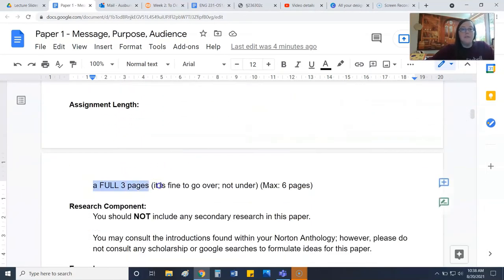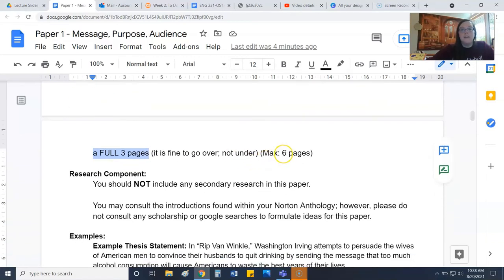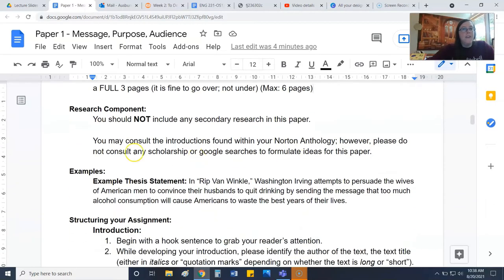I'm asking for a full 3 pages. You can definitely go over. Anything less than 3 pages will get some points taken off once we get to the rubric section. Ideally, you wouldn't exceed 6 pages. I don't expect anyone to even get to 6 pages, but if you happen to, try not to go over 6 pages. Again, no outside research, but you may consult your textbook.